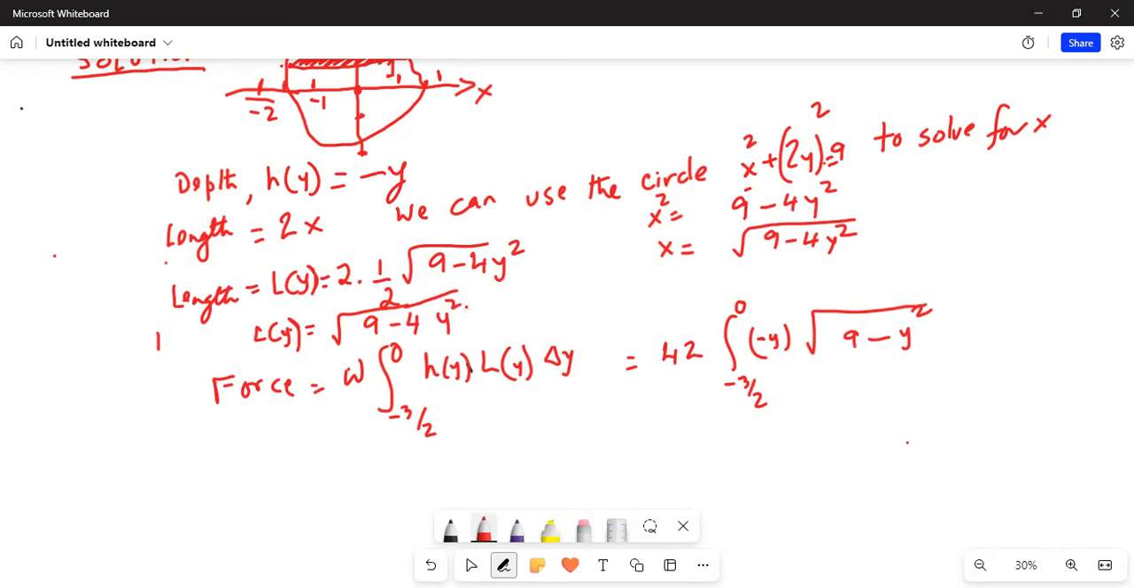We cannot keep x. We are eliminating x because we are integrating with respect to y from the height of 0 to minus 3 by 2. Actually, from the height of minus 3 by 2 below the horizontal axis to 0, which is the origin. So 9 minus 4y square, and dy.